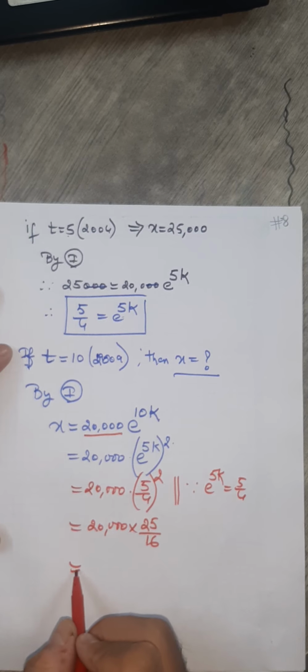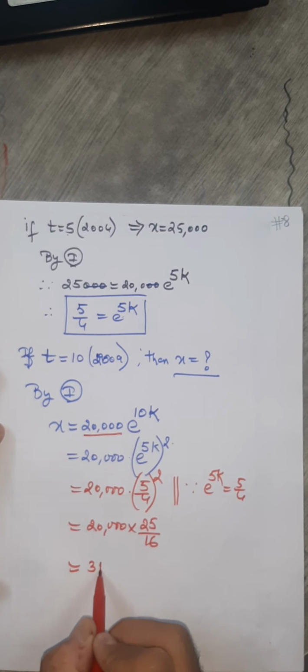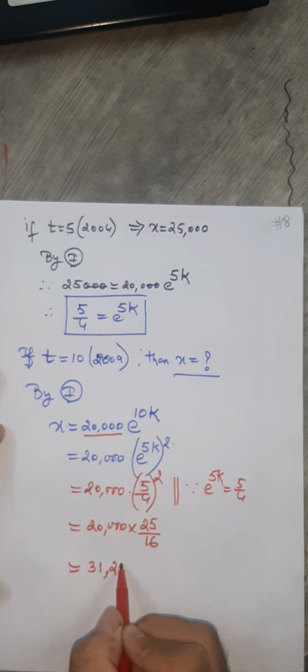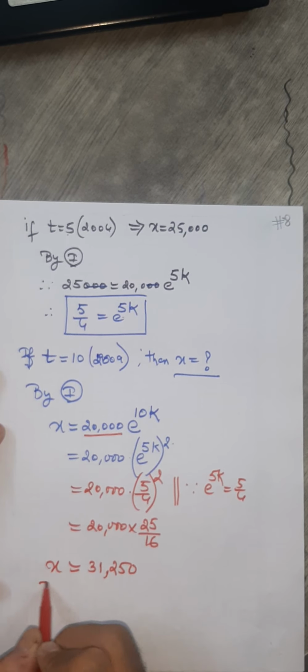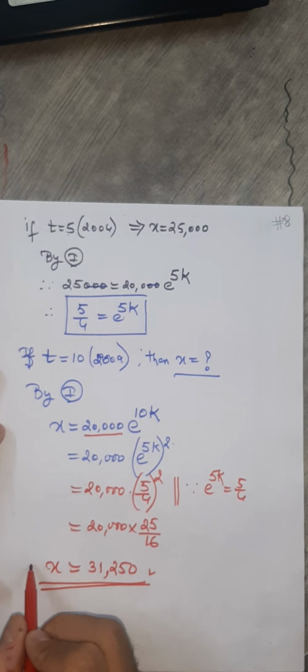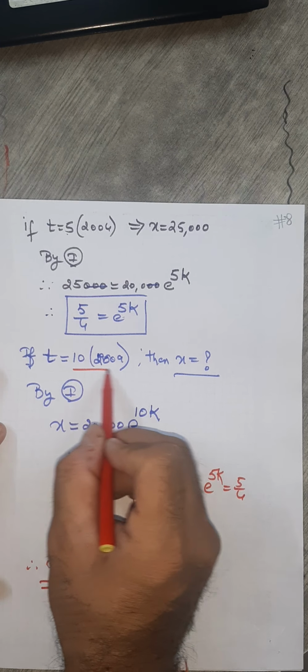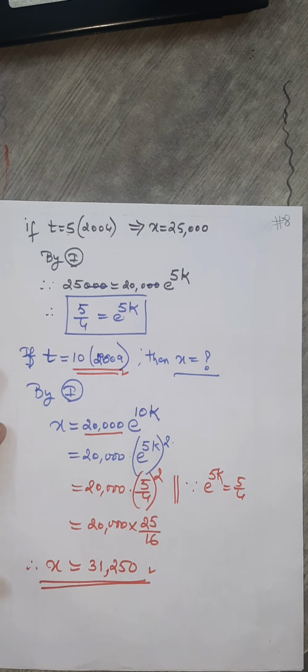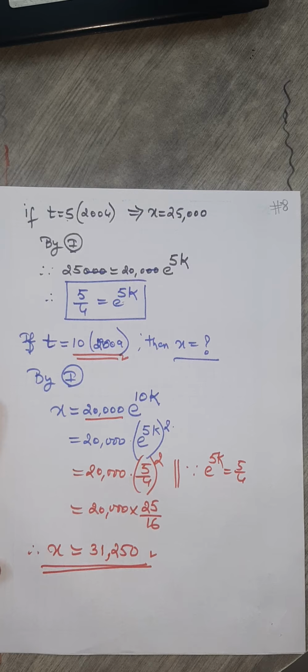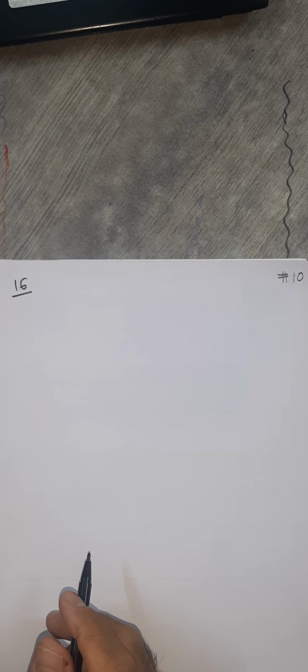Just simplify this. If you simplify this, you will get 31,250. This will be the population of that village in which year? 2009, which is t here, remember, 10. Let's see these last 2-3 MCQs.